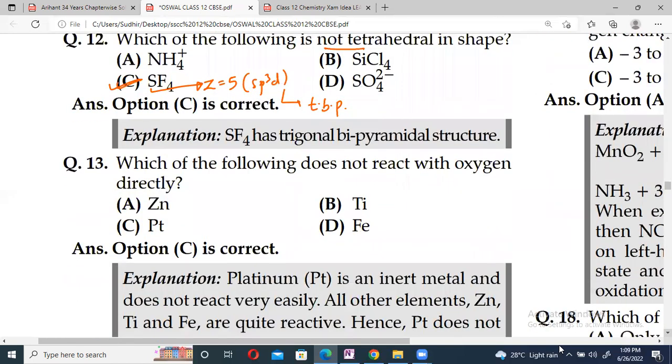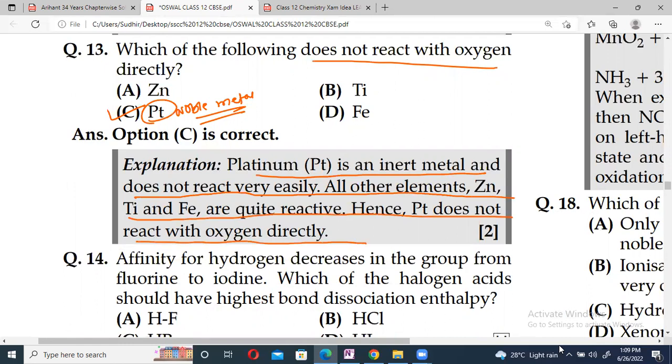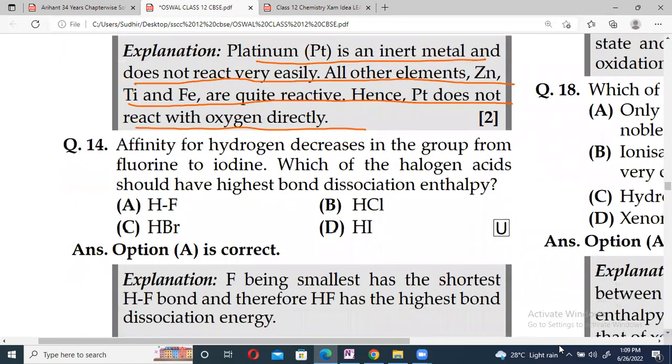Which of the following does not react with oxygen? You know, platinum is a noble metal. If you remember, I will tell you, platinum is a noble metal. It does not react with acid, and it does not combine with atmospheric air. So platinum is the correct option because it does not react with oxygen. The reason given here: platinum is an inert metal, that is, a noble metal. It does not react easily, and all other metals like zinc, titanium, iron are reactive. Hence the answer should be platinum. It does not react with oxygen directly.